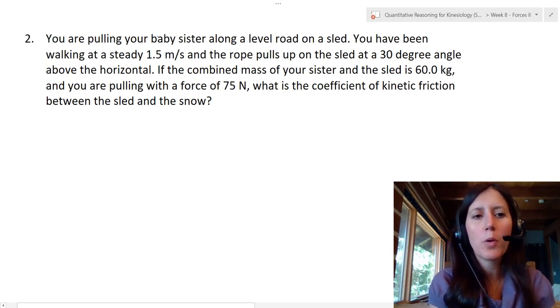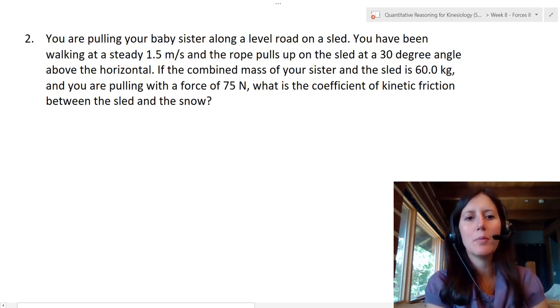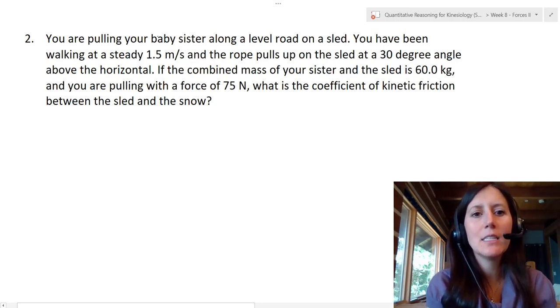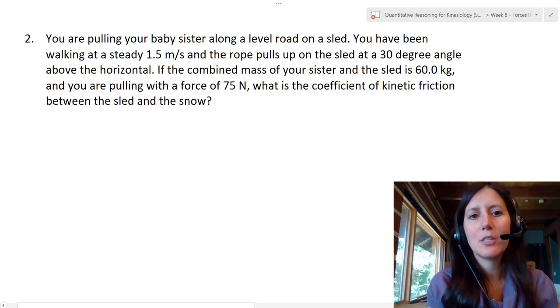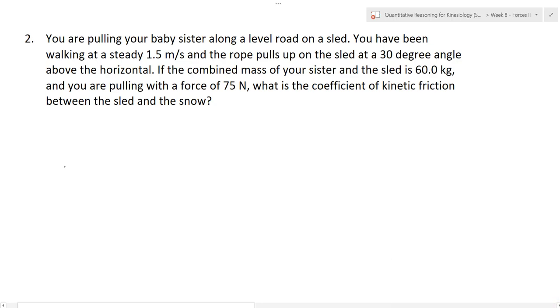Okay, so for these problems, even though it's not actually asking you to do this, you always want to start by drawing a free body diagram of this, okay? And in this case, you're pulling your baby sister along a level road on a sled. The object that you're drawing a free body diagram of is the sled with your baby sister on it. Okay, so here's my dot, which represents the sled with my baby sister on it. What forces are acting on the sled? So you'll always have the force of gravity, which points straight down.